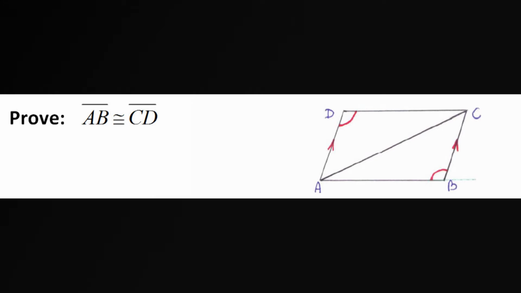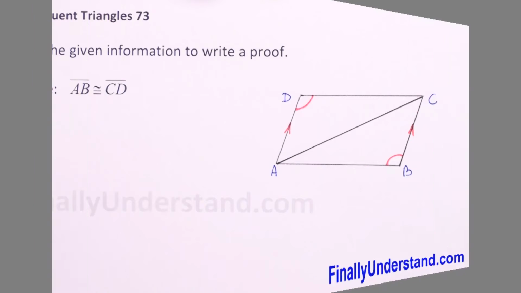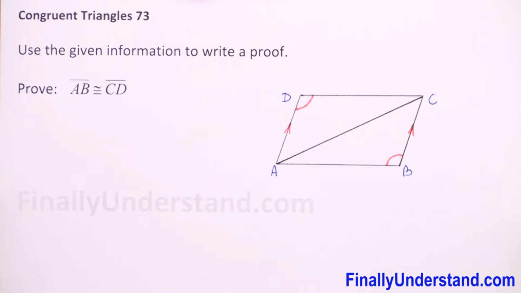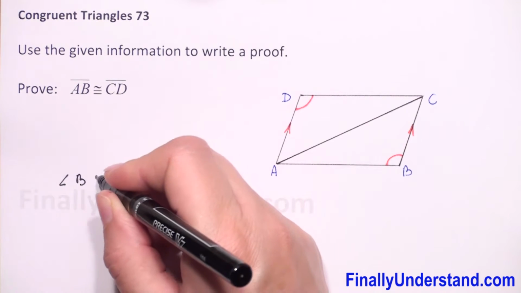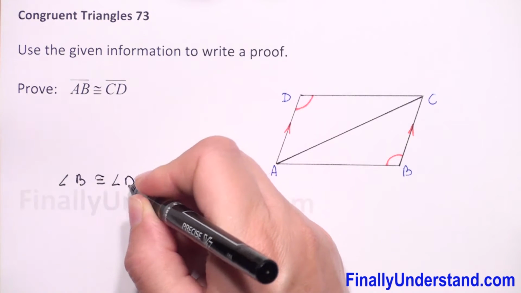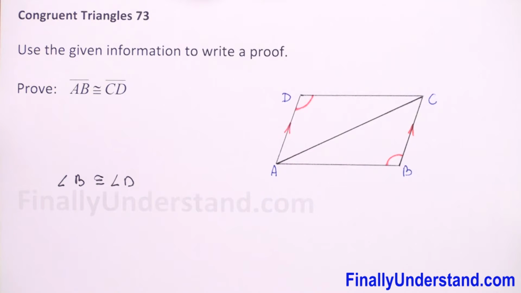We have to prove that AB is congruent to CD. And we have given that angle D and angle B are congruent. Let me write this. Angle B is congruent to angle D. What else we have given?